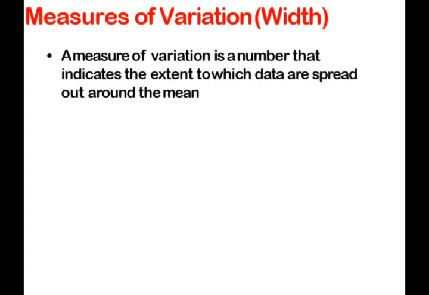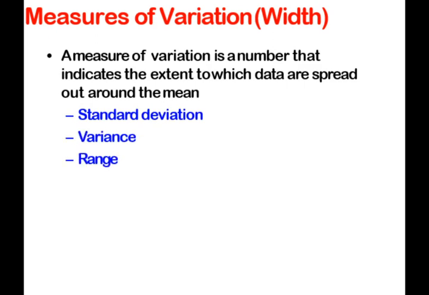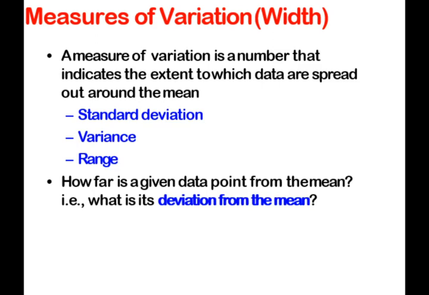Okay. Let's talk about this measure of variation or the width of the data a little more. A measure of variation is a number that indicates the extent to which your data are spread out around the mean, right? So the mean is the first thing you calculate, and then you want to calculate the standard deviation. We have standard deviation, variance, we have the range, which essentially tells you how far is a given data point from the mean, or what is the deviation from the mean. So let me ask you this. Let's say we have these two data sets.